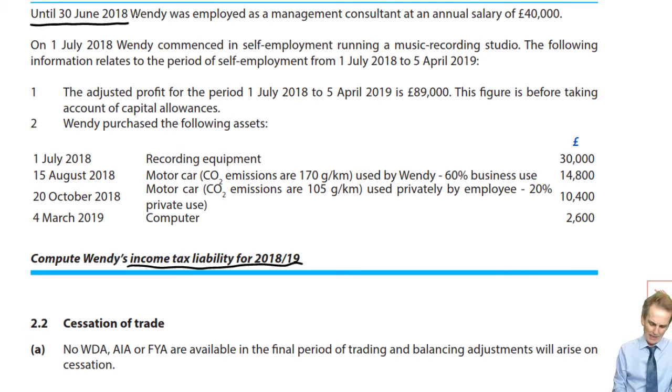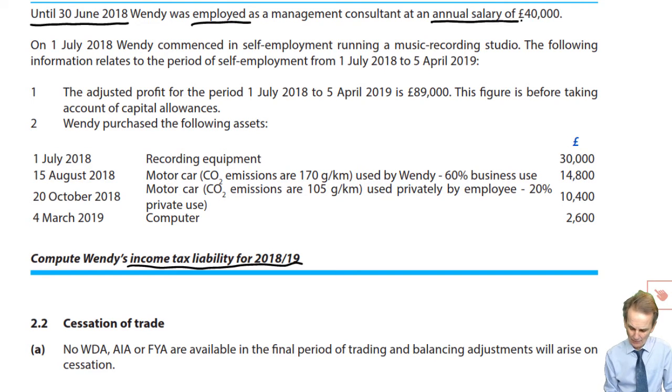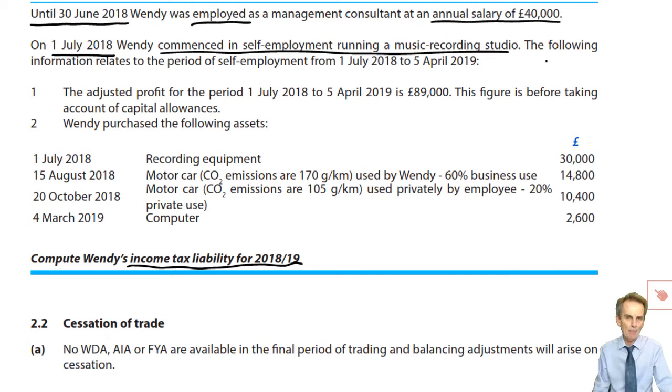Until the 30th of June 18, obviously that is a date within our 18-19 tax year, Wendy was employed here at an annual salary of £40,000. Of course, what then happened on the 1st of July 18, Wendy commenced in self-employment, running a music recording studio there. So she's changed from being employed to self-employed. So in which case, employment income. Now, we haven't seen much of this. I've just given you in examples back in chapter 2, an annual salary. That was the amount received. So we would be looking here at the amount received.